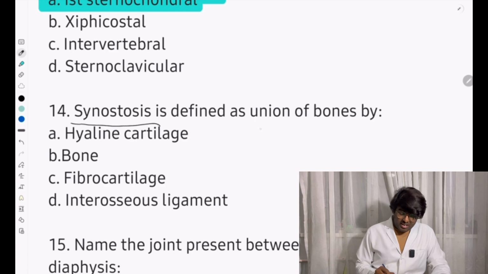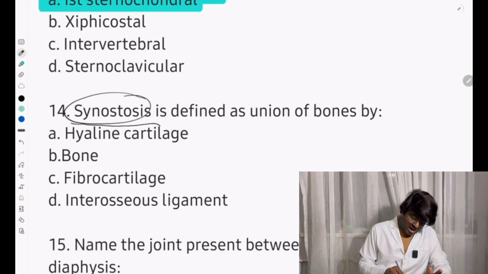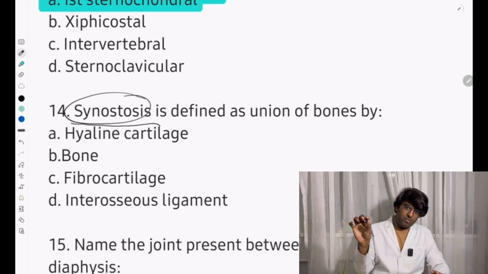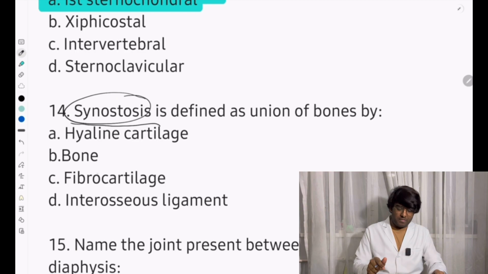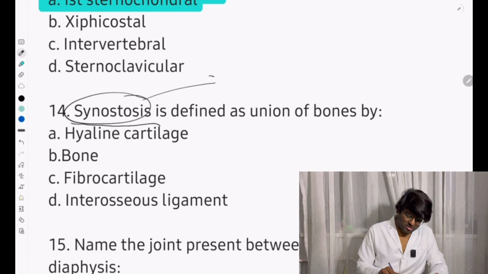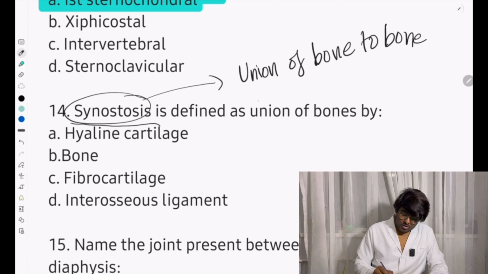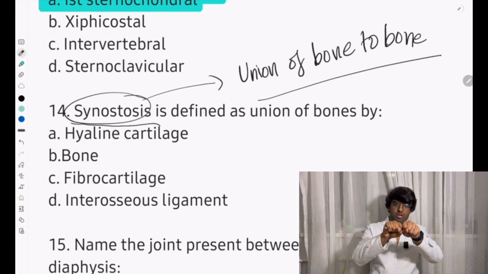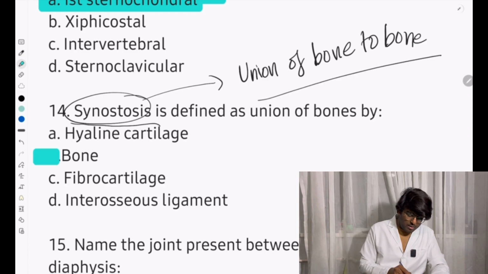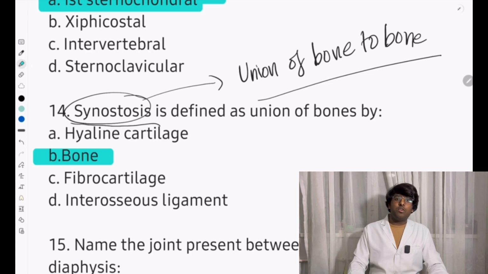Synostosis is defined as union of bones. This is a textbook definition. Synostosis is a union of bone to bone. Okay, it will be connecting bone to bone. That is synostosis. So the option will be B, which is the answer of this question. Synostosis is defined as a union of bone by bone.